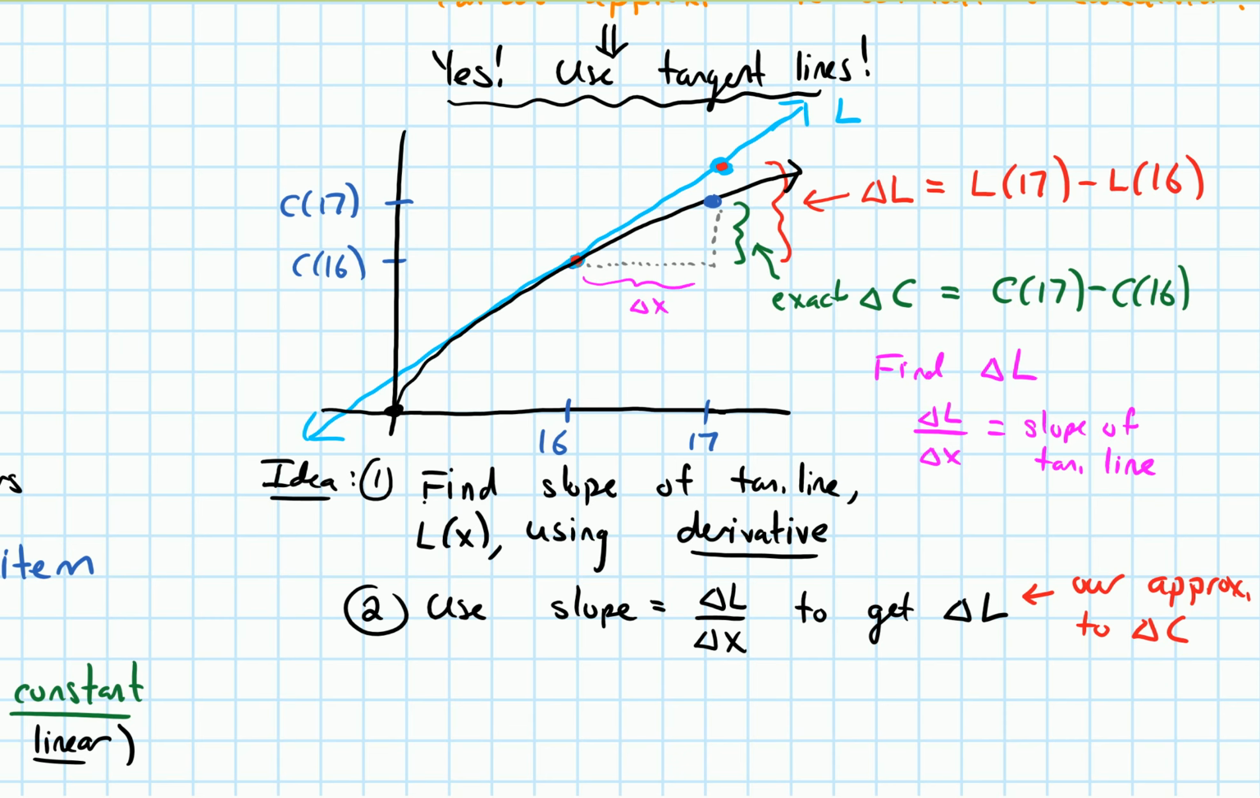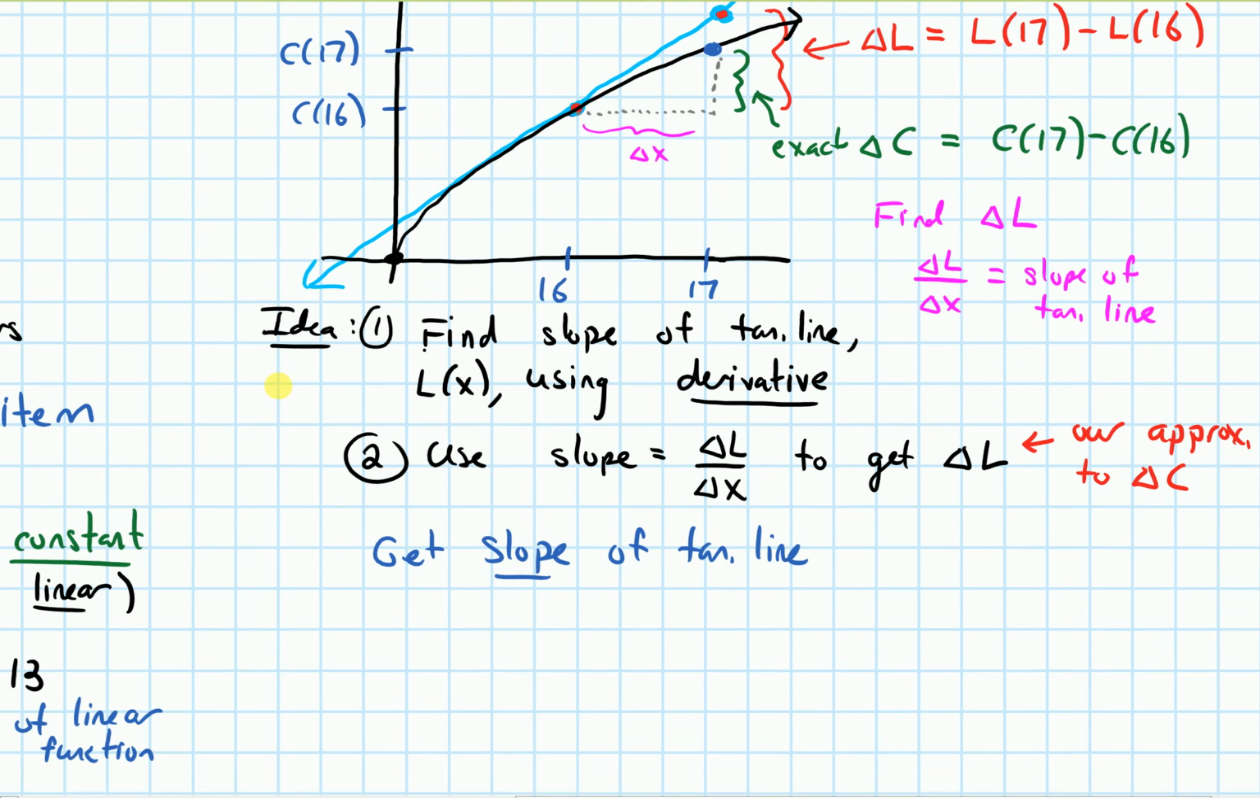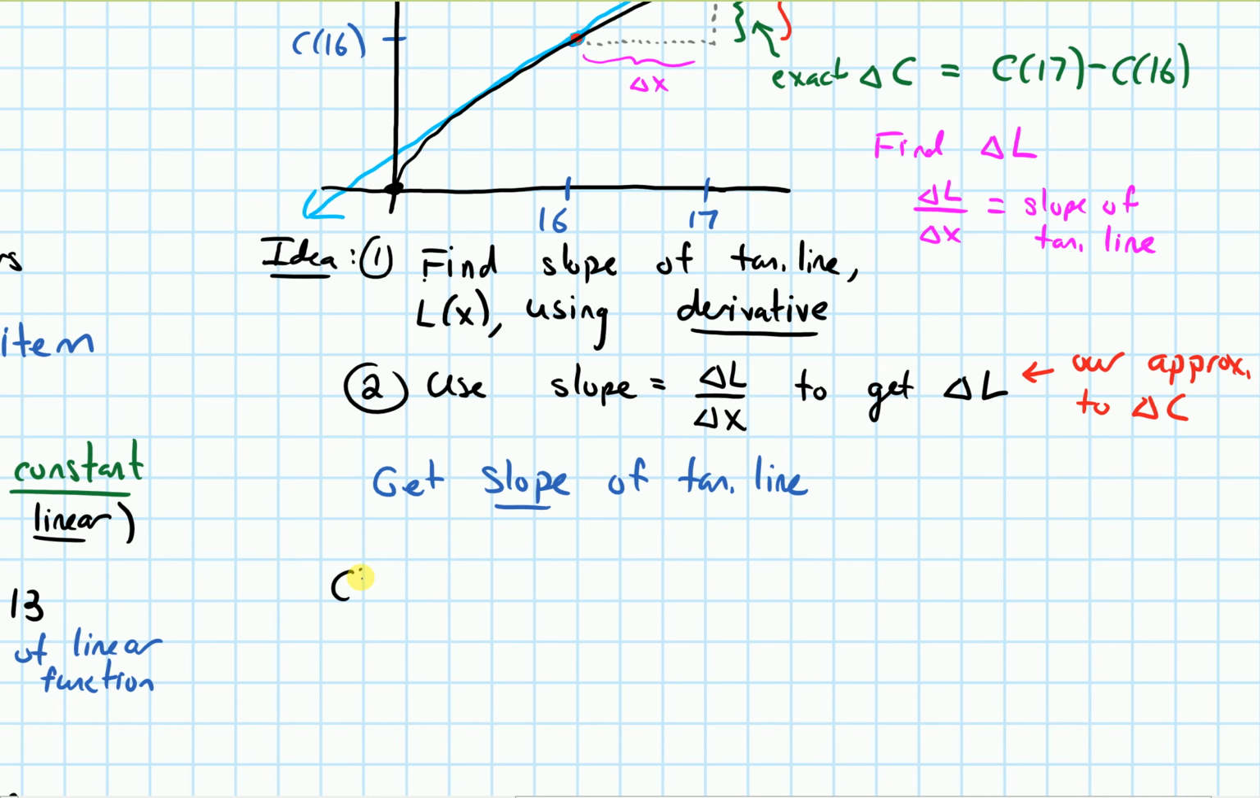All right, so let's do that. Let's begin by doing step one. Let's get the slope of the tangent line. We do that with the derivative. Our function c of x was 40 times square root of x. To take the derivative, let's write square root of x as x to the 1/2 power. Now I can use the power rule. The 1/2 comes down and multiplies the 40, and I get 20 in front. 20 times x to the, and then I subtract 1 from this exponent, so 1/2 minus 1 is negative 1/2.